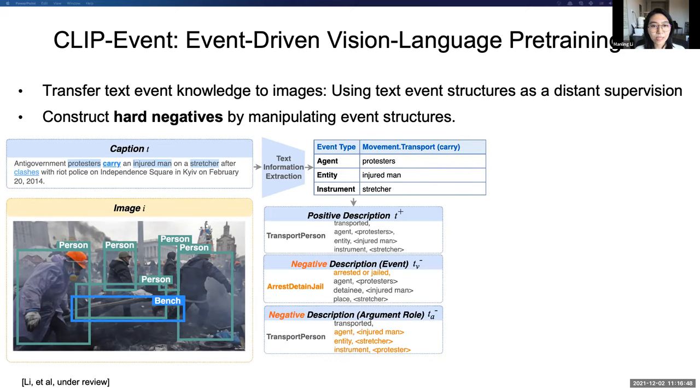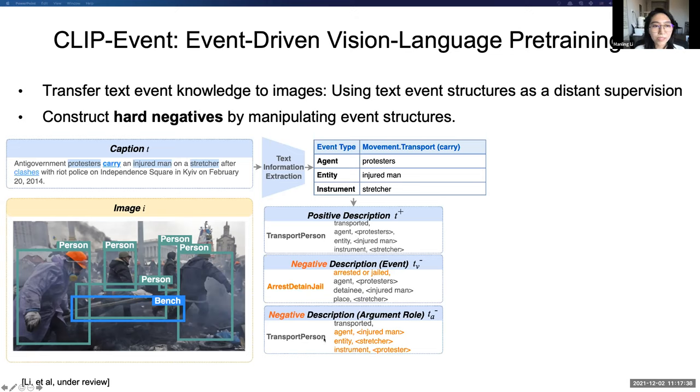And another question is how to generate the negative examples for the image to learn the semantics of events. We manipulate the event structures to generate some hard examples for images. For example, we can manipulate the event type. Here we sample some hard examples from the confusion matrix. We can see that the arrest event type's visual features are quite similar to the transport event, because it's all about a lot of people surrounding some people in the middle. So we can sample the arrest event as a hard example.